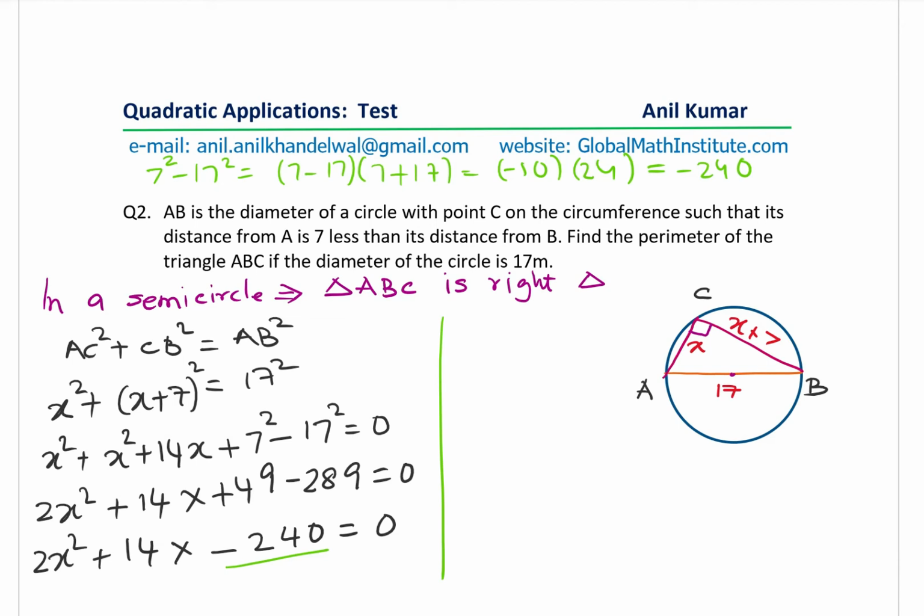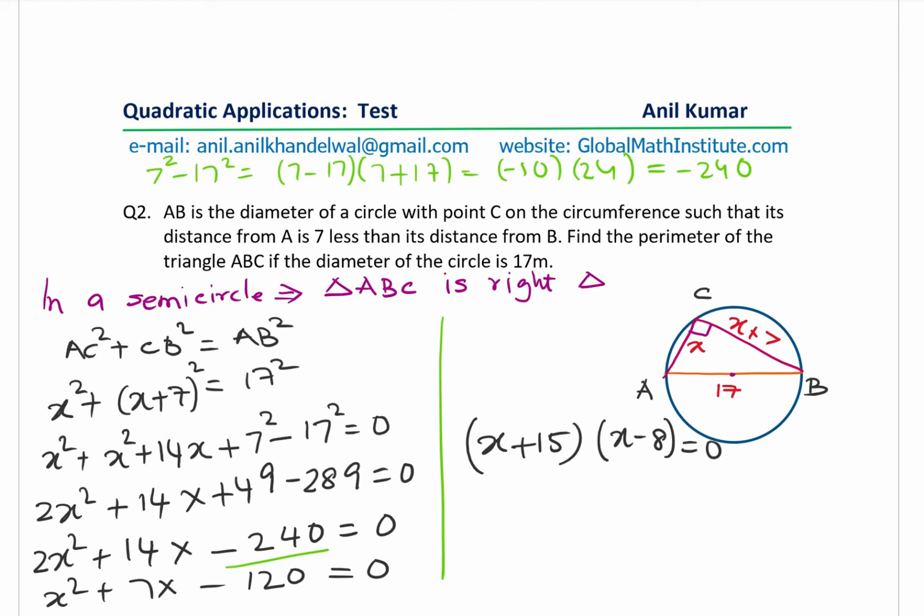We can actually divide by 2, so we get x squared plus 7x minus 120 equals 0. Now we need to do product and sum to factor this. So what two numbers can give you minus 120 as the product and 7 as the sum? Well, 15 and 8. So you could factor this and write this as x plus 15 times x minus 8 equals 0, right? So how did we get that?